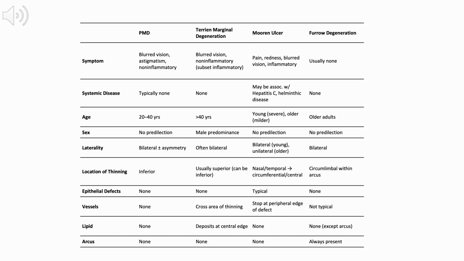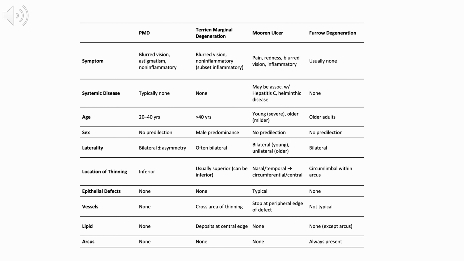This table provides a comparative overview of peripheral corneal thinning disorders: PMD, Terrien marginal degeneration, Mooren ulcer, and furrow degeneration. PMD typically presents between ages 20–40 years with blurred vision and astigmatism.